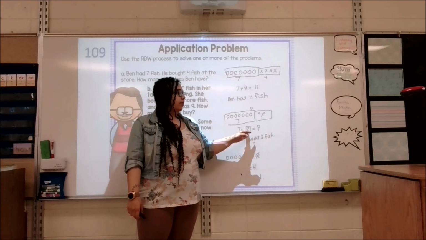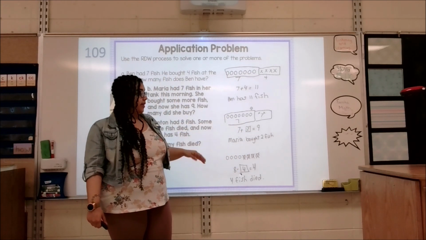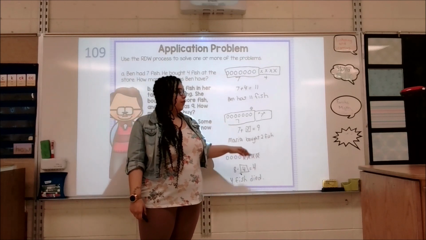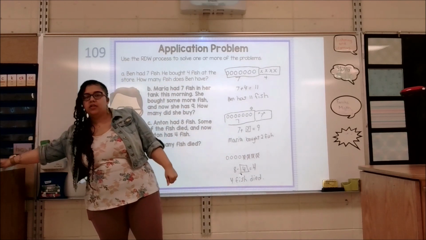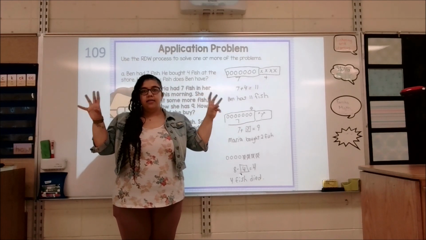So 7 plus blank equals 9, just like the fluency activity we did at the beginning of our lesson. Maria bought 2 fish, because 7, 8, 9.